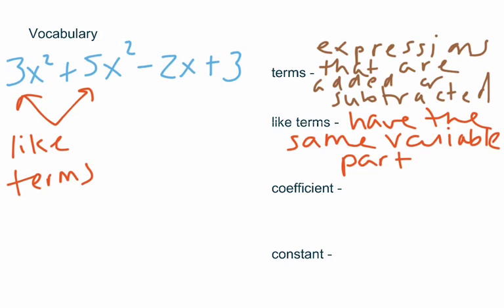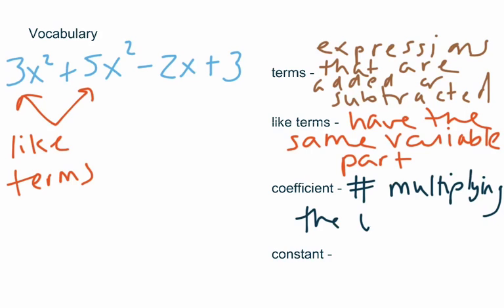Next vocab word, and this was one that came up a couple years ago in an Algebra 2 class, is the word coefficient. The coefficient is the number multiplying the variable.